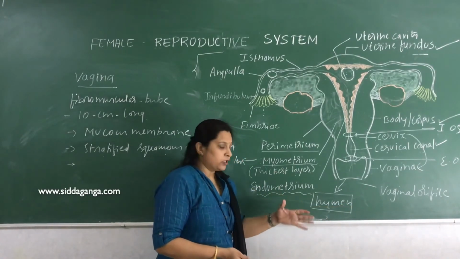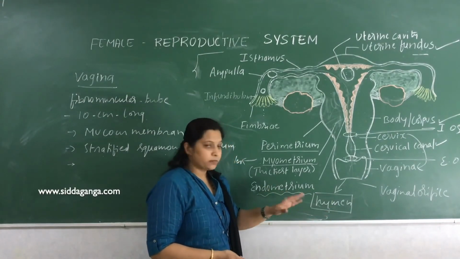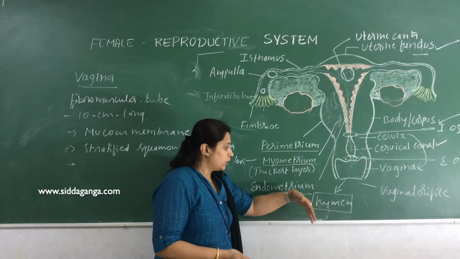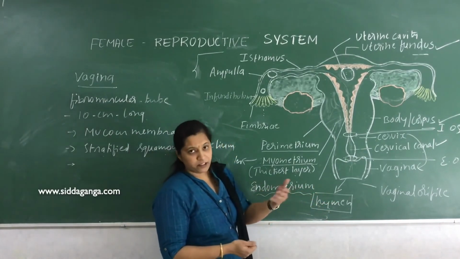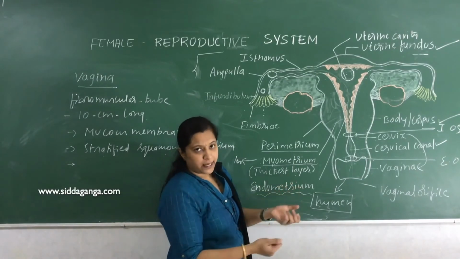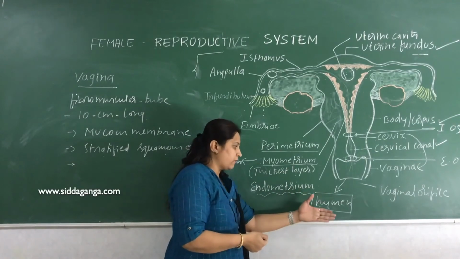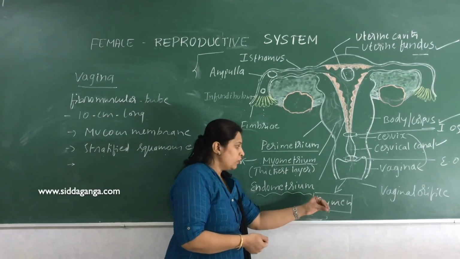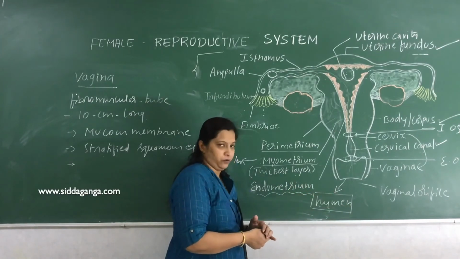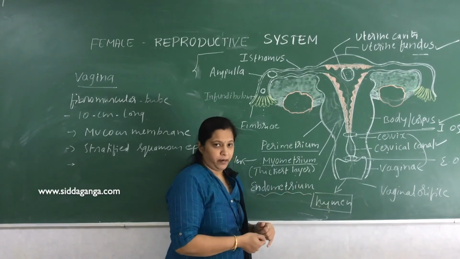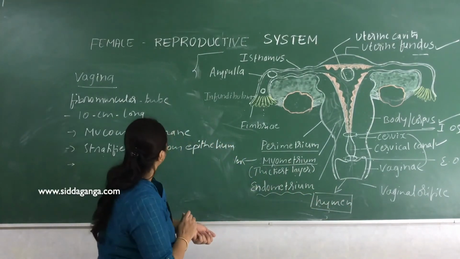It doesn't mean that if the hymen is not present, she is not a virgin. The hymen may also rupture during heavy physical activity like horse riding or cycling, and even during vaginal infections. So the presence or absence of the hymen is not a reliable indicator of virginity in females. This is the vagina.